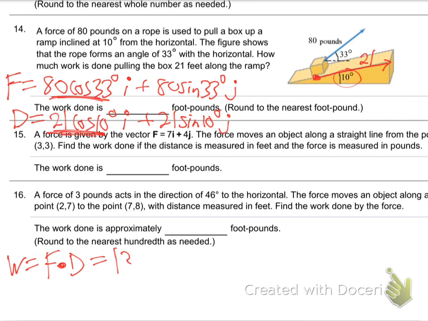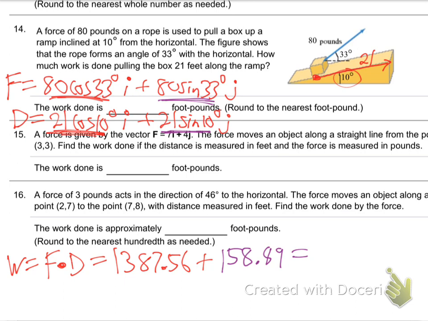I'm getting 1387. They want nearest foot-pound. 1387 point 56 plus, and then you do the J with the J and drop the J's. 80 sine 33 times 21 sine 10. I'm getting 158.89. Add those together. I'm going to use the answer key on my calculator. Just add the last answer.